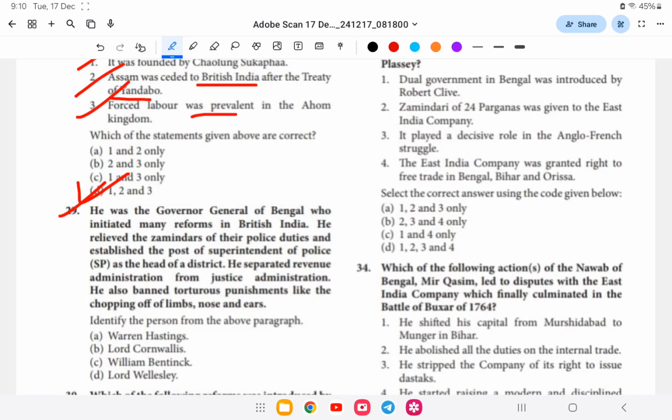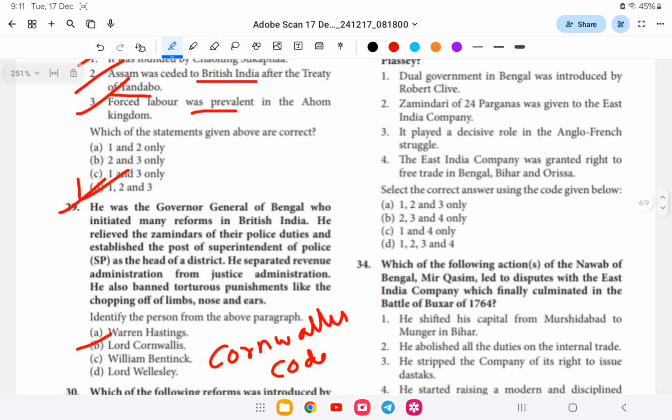Cornwallis. Cornwallis brought many revenue administration and policy reforms, and he also strengthened the police force. Under him came the Cornwallis Code. Through the Cornwallis Code, revenue and justice administration were separated, and civil and criminal courts were established. So the answer is option number B, Cornwallis.